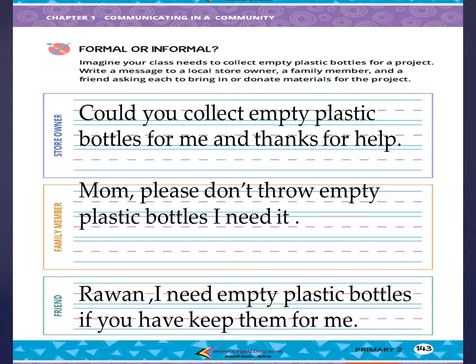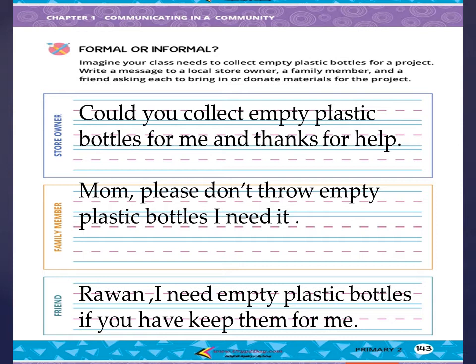The situation is, imagine your class needs to collect empty plastic bottles for a project. الكلاس بتاعك محتاج empty plastic bottles، الأزايز البلاستيك الفاضية، علشان تعملوا بيها project. طيب ايه اللي مطلوب مننا؟ Write a message to a local store owner, a family member and a friend asking each to bring in or donate materials for the project. المطلوب مننا ان احنا دلوقتي الكلاس بتاعنا محتاج empty plastic bottles عشان نعمل بيها project.